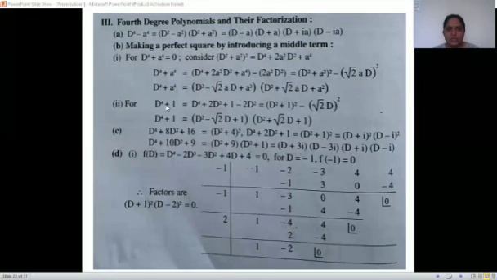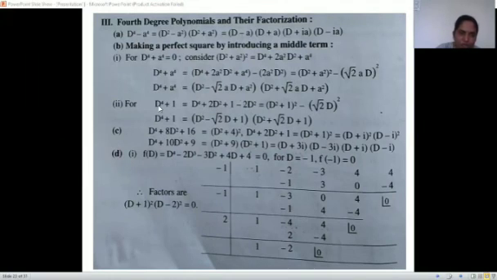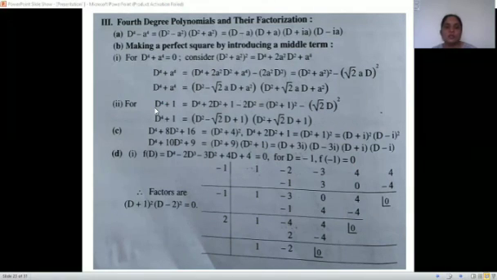Next, if it is D raised to 4 plus 1, similarly you can see which term we'll need here. D raised to 4 is D square square and 1 is 1 square, right? So we'll check for D square plus 1 bracket square. Its square is D raised to 4 plus 2D square plus 1. So the term we need is 2D square.